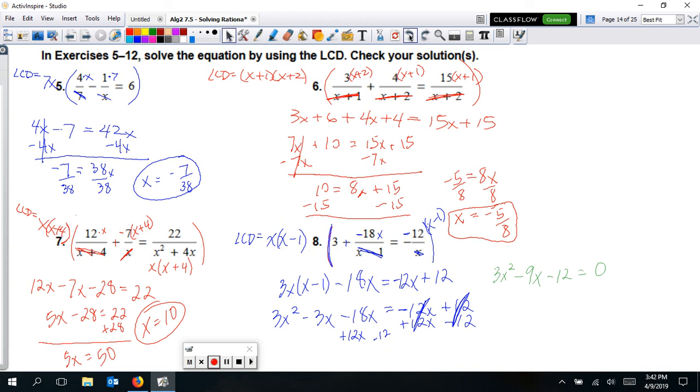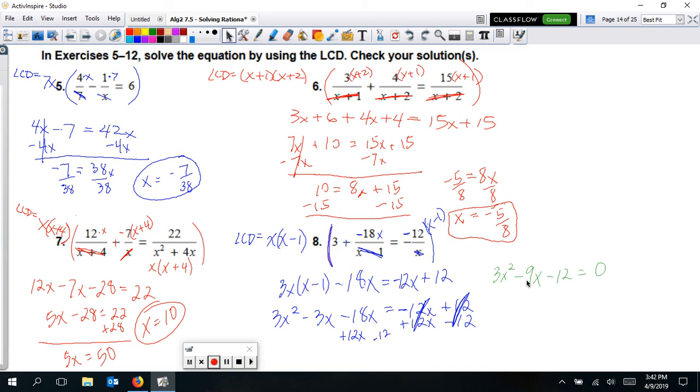So our trinomial should now be 3x squared. We're going to put over here 3x squared minus 9x. So that would be basically 21 minus 12 is 9. So it's a negative 9 because there's more negatives. And then the negative 12 goes behind that, equal to 0.